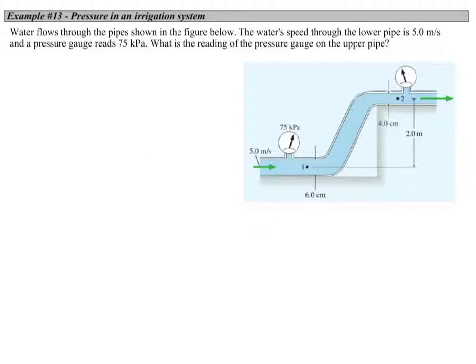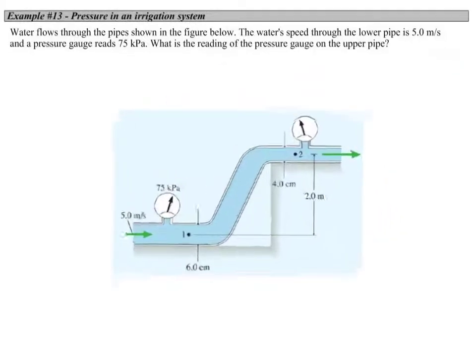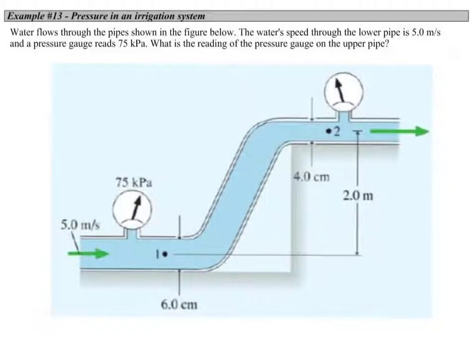So let's take a look at an example of the pressure in an irrigation system. An irrigation system is simply a system of irrigation, like in a farm or in a greenhouse or something. So water flows through the pipes shown in this figure. The water speed through the lower pipe is 5 meters per second, and a pressure gauge reads 75 kPa, kilopascals. We want to know the reading on the pressure gauge in the upper pipe. We see from this pipe that as it's moving at 5 meters per second here, it has a diameter of 6 centimeters here and constricts to 4 centimeters here and rises up 2 meters.